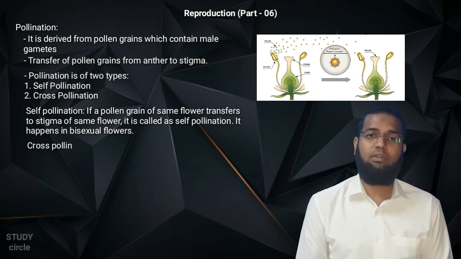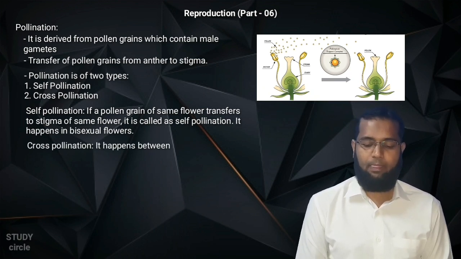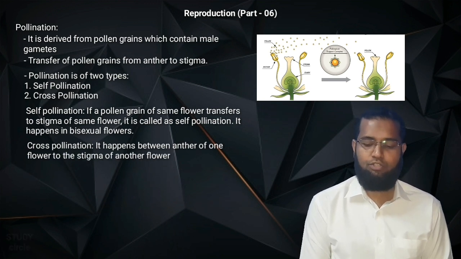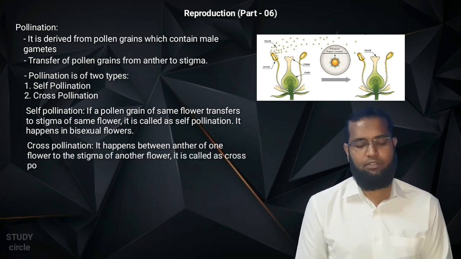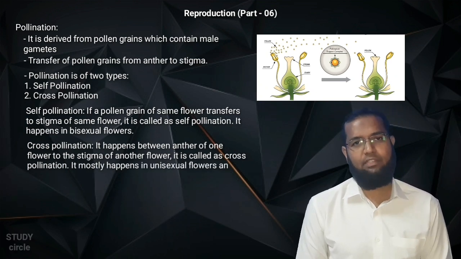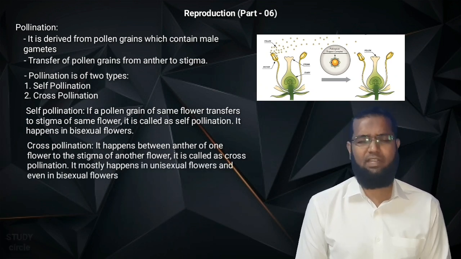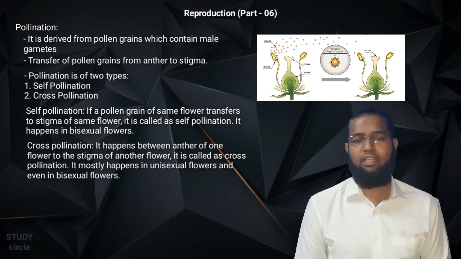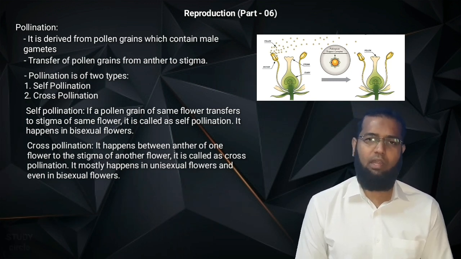Next comes cross-pollination. It happens between the anther of one flower and the stigma of another flower. This is called cross-pollination, and mostly it happens in unisexual flowers as well as in bisexual flowers, because we have studied that unisexual flowers have only one reproductive organ, either male or female.